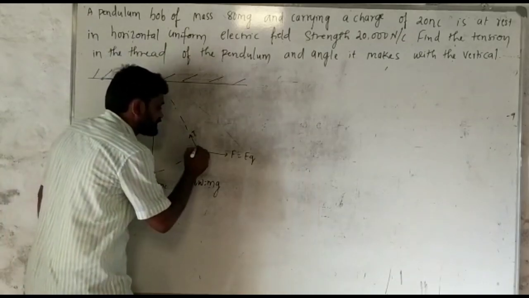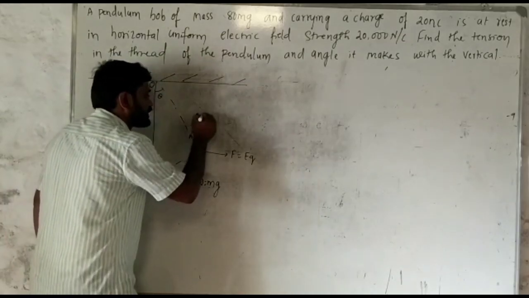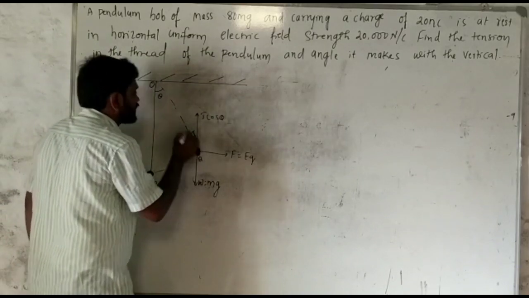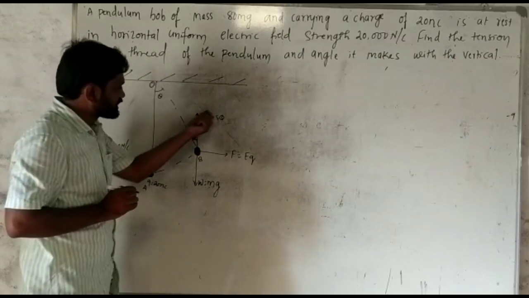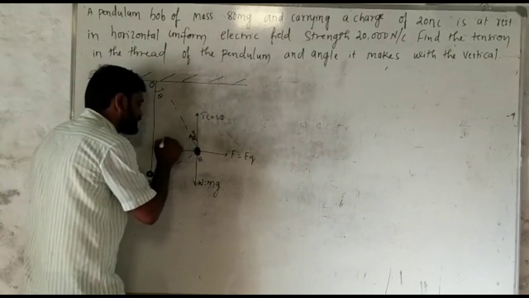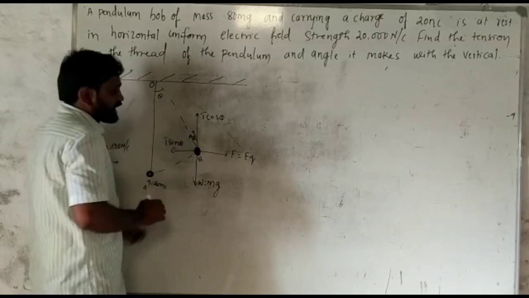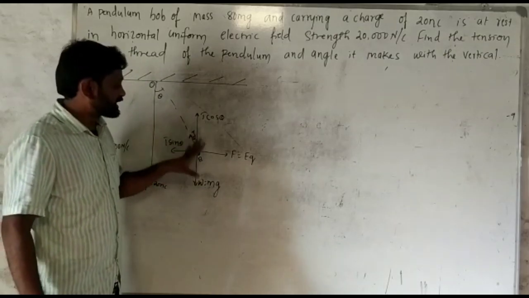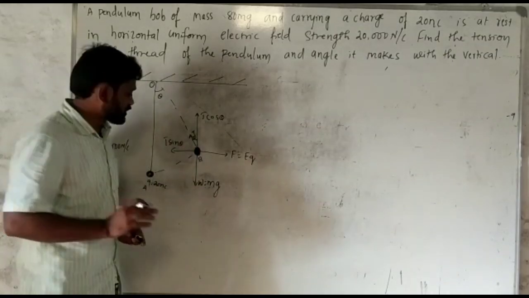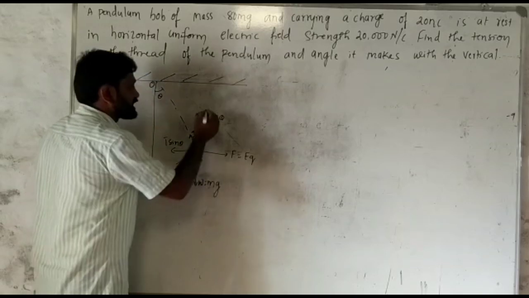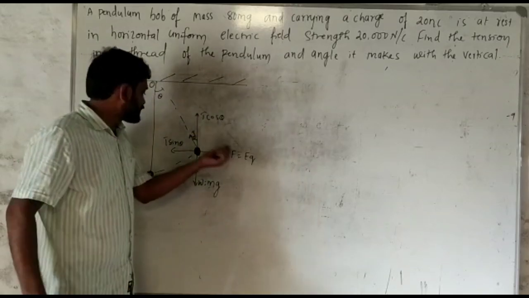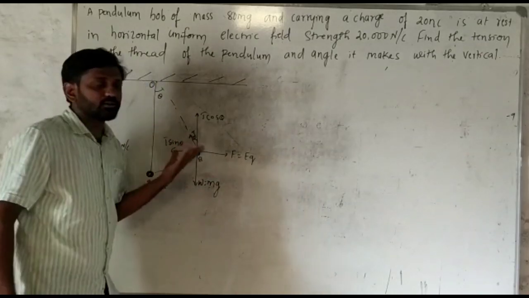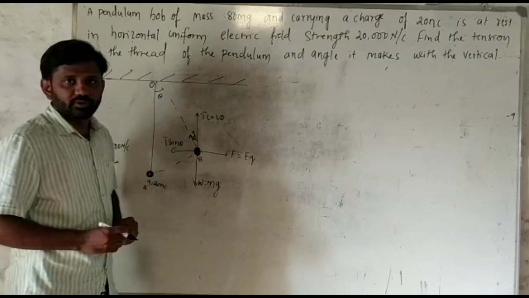That's why T is resolved into two components: one is T cos theta and another one is T sin theta. At the point B, it means the equilibrium position, so the net force acting on the bob is equal to 0. Because W is equal to mg is balanced by T cos theta, and F is balanced by T sin theta. That's why the net force acting on the bob is equal to 0 at the point B.